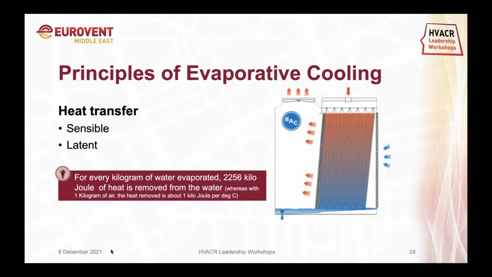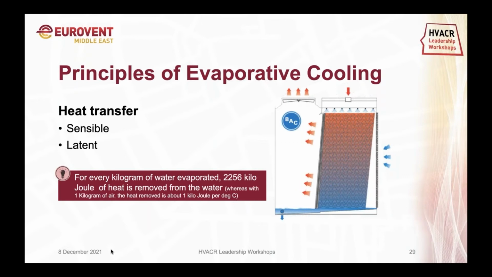So if we look at it, both the heat transfers are taking place in an evaporative cooling equipment, both sensible and latent. Sensible heat transfer normally takes place because of the delta T temperature difference. And typically, if we take 1 kilogram of air and its temperature drops by 1 degree centigrade, the heat removed is approximately 1 kilojoule per degree centigrade.